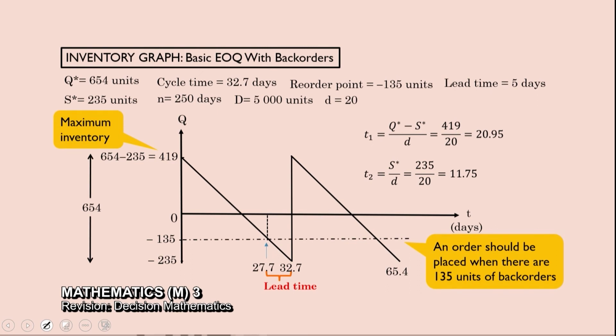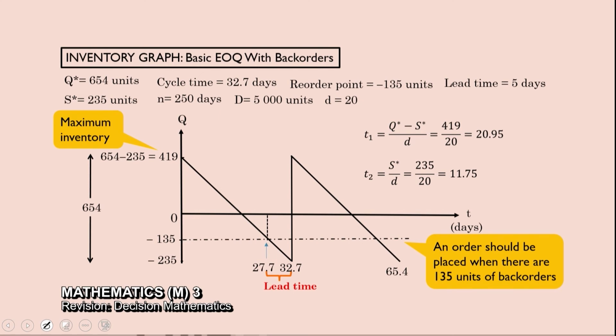How do you get it? The Q, EOQ minus the shortage. So you get the maximum inventory. So when the maximum inventory plus the back order will give you the EOQ. Okay. So again here, this is how you interpret for EOQ with back order for the reorder point.